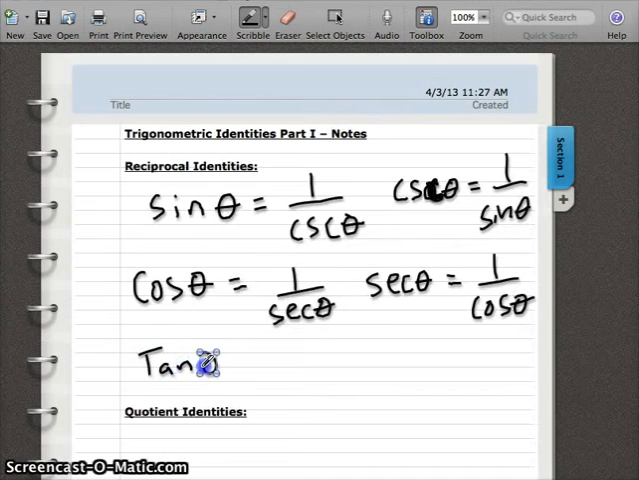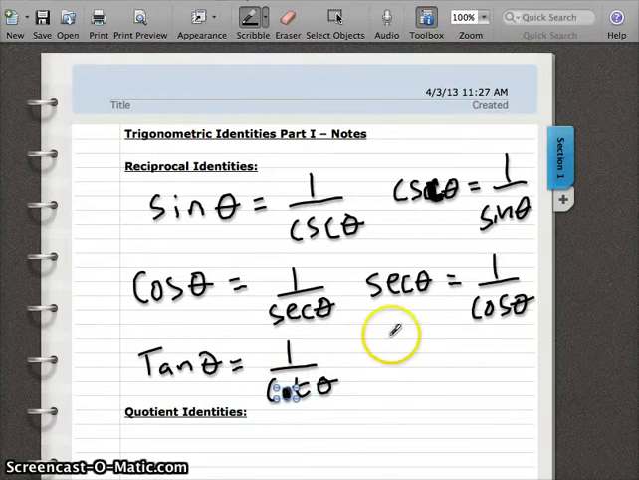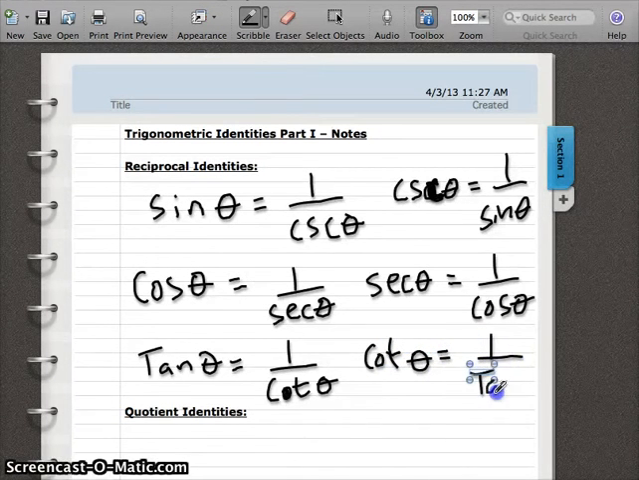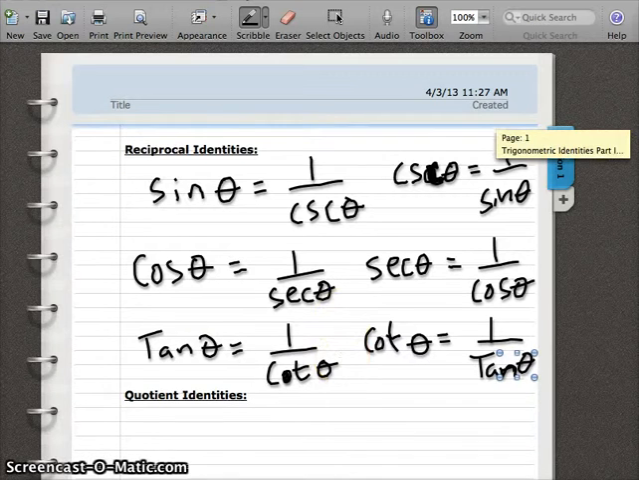And our last one, tangent is the reciprocal of cotangent. So tangent is equal to 1 over cotangent. And cotangent is the reciprocal of tangent. So 1 over tangent is cotangent. So these are the 6 basic reciprocal identities. It's important to know that the reciprocal of sine is cosecant, the reciprocal of cosine is secant, and the reciprocal of tangent is cotangent. So become familiar with those identities.